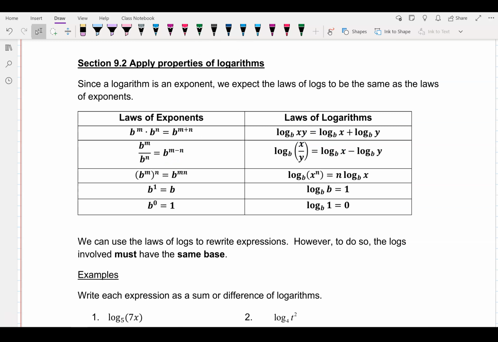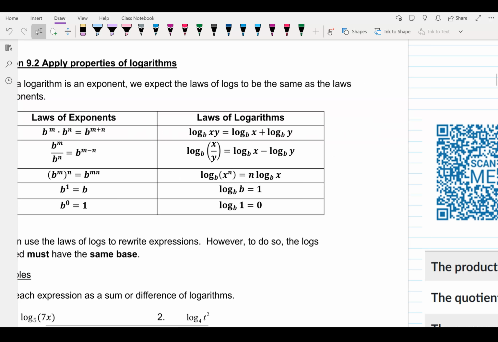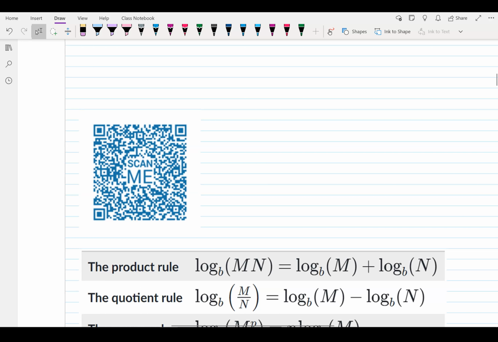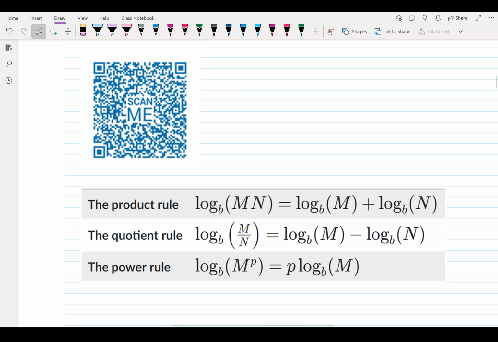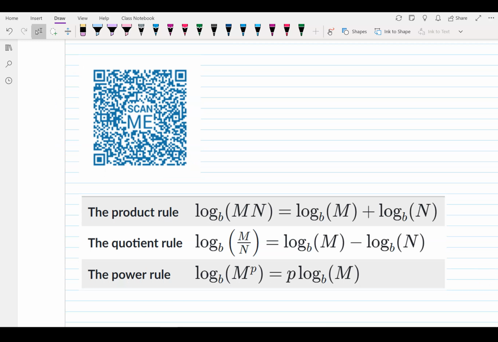Page 2 starts out with this table, and it tries to compare laws of exponents to laws of logarithms. And you can pick through this table and try to make sense of these rules, but I find it a little easier to break the rules down in a little different way. So the way that I approach this is the same way that I found it on Khan Academy one time, and you can follow this QR code. Just scan it with your phone using a QR reader app, and it will bring you to a website. But the main rules are as follows.